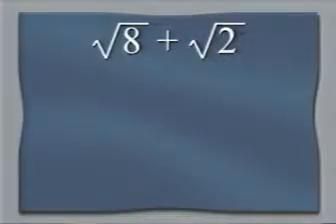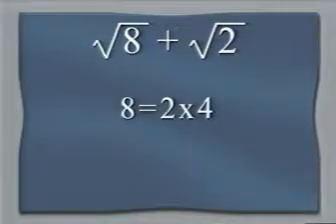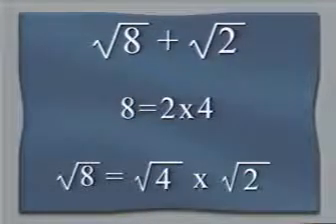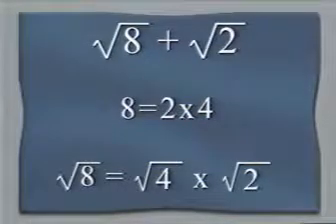If, for example, we wanted to add the square root of 8 plus the square root of 2, at first glance you say, wait a second, we can't do this because the square root of 8 is not the same place value as the square root of 2. But we do know that 8 has a factor of 4, and the square root of 4 is a nice whole number. So we can take the square root of 8 and translate it as the square root of 4 times the square root of 2.